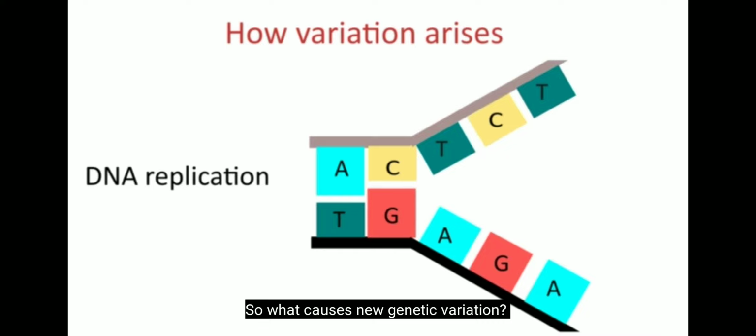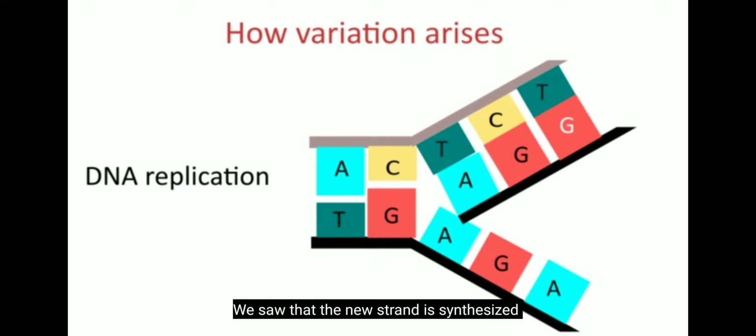So what causes new genetic variation? When DNA is copied, there is a small chance of error. We saw that the new strand is synthesized by complementary base pairing. Sometimes an incorrect base pair may be formed. Instead of an A pairing with T on the template, the new strand may have a G. There is now a difference between the new complementary strand with a G and the corresponding old strand with an A.